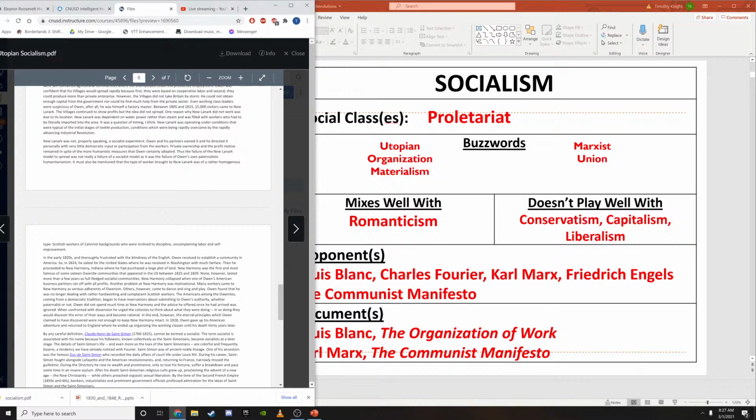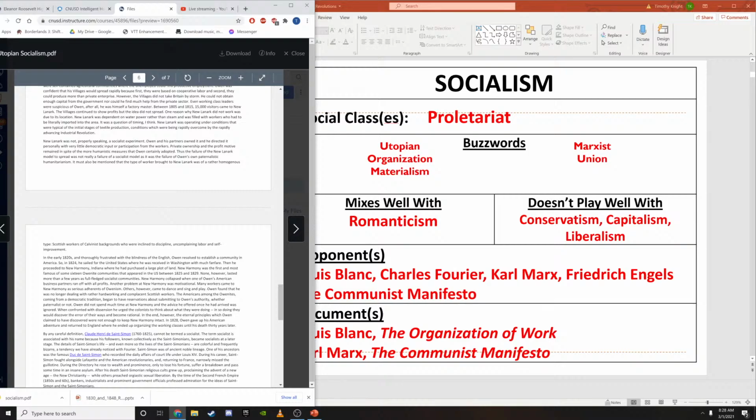New Harmony was the first and most famous of some 16 Owenite communities that appeared in the United States between 1825 and 1829. None, however, lasted more than a few years as full-fledged socialist communities. New Harmony collapsed when one of Owen's American business partners ran off with all the profits. Another problem at New Harmony was motivational. Many workers came to New Harmony as serious adherents of Owenism. Others, however, came to dance and sing and play. Owen found that he was no longer dealing with the rather hard-working and complacent Scottish workers.